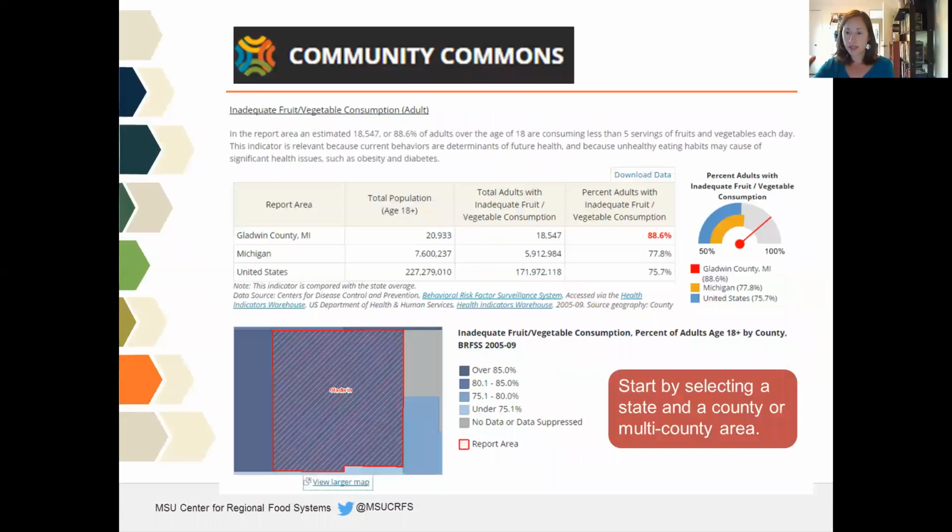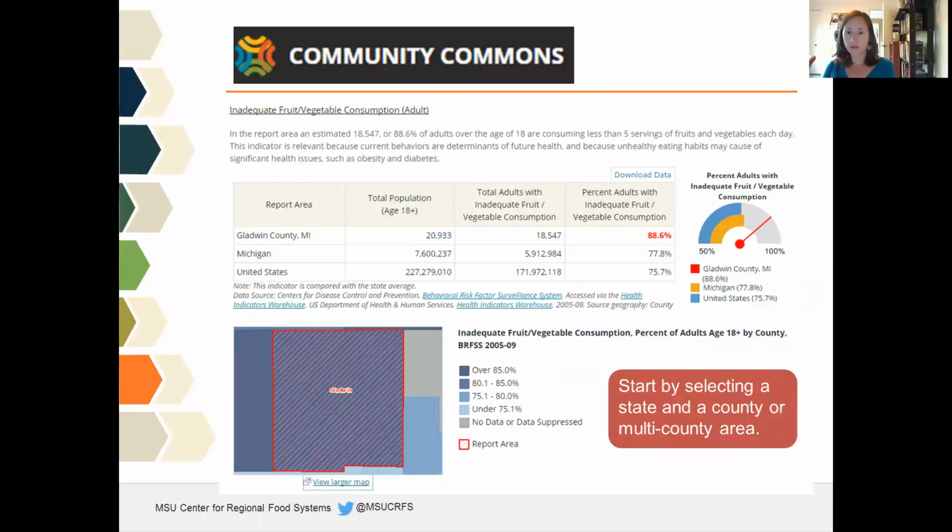And then you start by selecting a state, and then a county or multi-county area, or you could stay with just a state if that's what you're most interested in. And this is just one example of one indicator. They have a whole lot of basic demographic data they pull in from American Community Survey, census data. This comes from BRFSS. So again, here's a good example of data pulling in from other secondary data sources and just presenting it in a really easy to understand way.